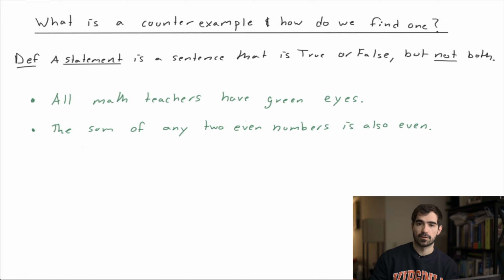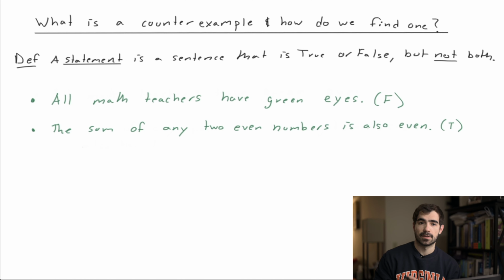All math teachers have green eyes is a statement because it can be evaluated as true or false, but not both. In this case, it would be false. Likewise, the sum of any two even numbers is also even is a statement that can be evaluated as true. Now, demonstrating that that first statement is false was fairly straightforward in our case because we have an example of a math teacher who does not have green eyes, right? I specifically have brown eyes, and because this is saying all math teachers have green eyes, well, that obviously can't be true since I'm a math teacher who has brown eyes.